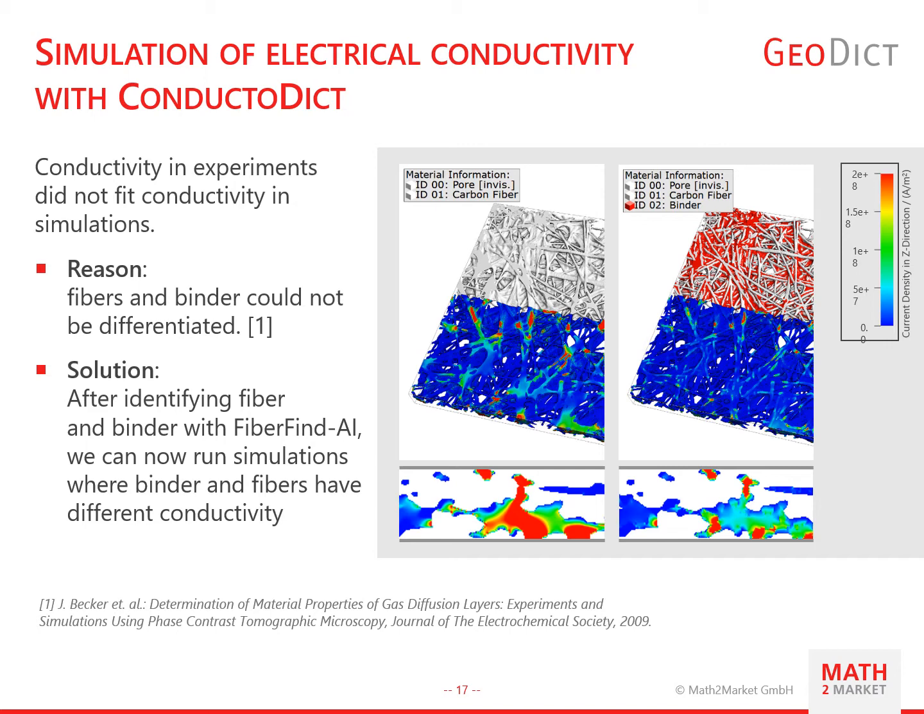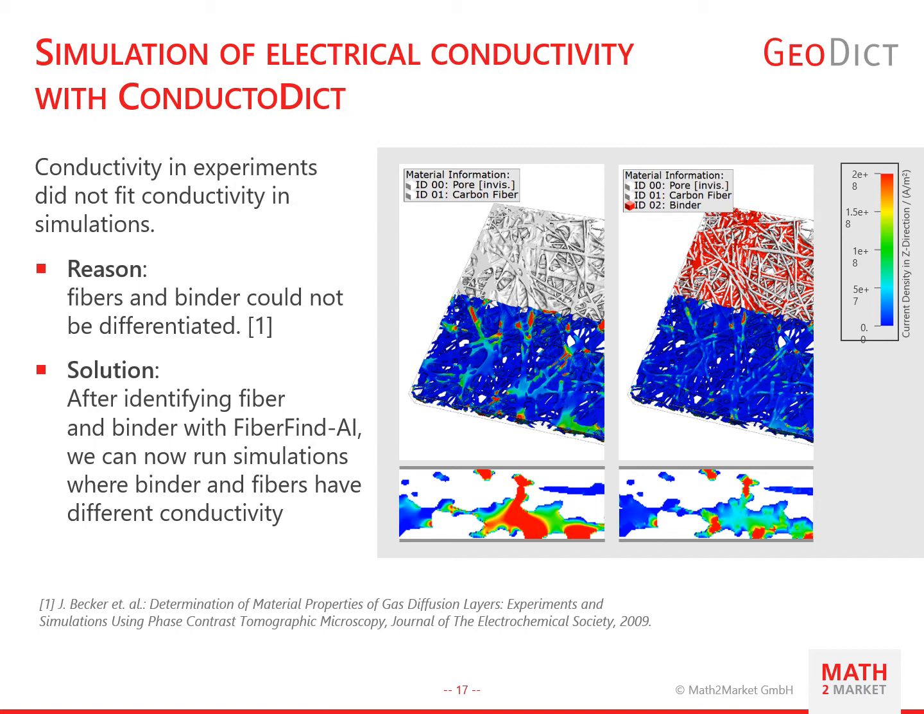So what happened? Was the experiment wrong? Or is something wrong with the algorithm? No. Of course, you have already guessed it. What happens is, if you cannot differentiate between the binder and the fiber, it is impossible to assign different conductivity values for each of the materials. And this is necessary to achieve correct conductivity.